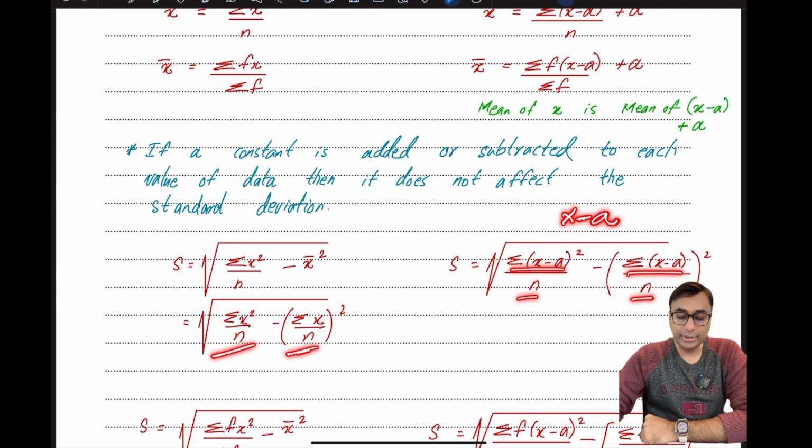And that must be equal to the original standard deviation of x. So the original standard deviation of x can be directly calculated by using data in this particular coded form.